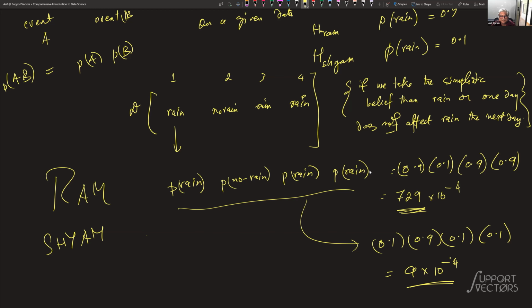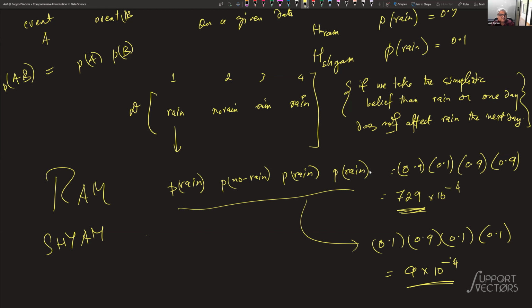So what we are essentially saying is that the probability we've written down there, 729 into 10 to the power of minus 4, is essentially the probability of a compound event. A compound event being rain on the first day, no rain on the second day, rain on the third day, and rain on the fourth day. It's a compound event exactly like that. We cannot summarize it as a compound event of rain on 3 days and no rain on 1 day. That's a different event, which needs a little more arithmetic to get to.